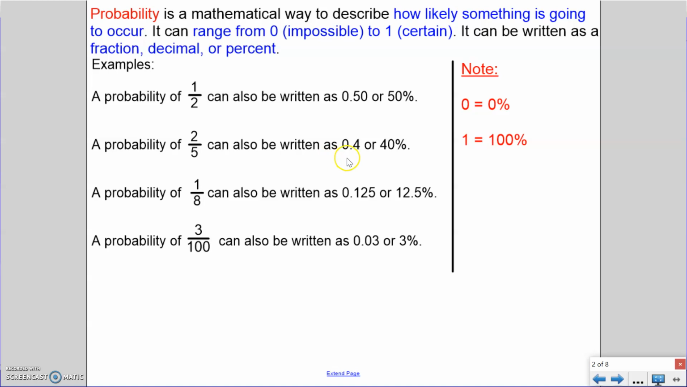2/5 can be written as 0.4 or 40%. 1/8, or 1 out of 8, can also be written as 0.125 or 12.5%. 3 out of 100 can be 0.03 or 3%. Also note 0 means 0%, 1 means 100%.